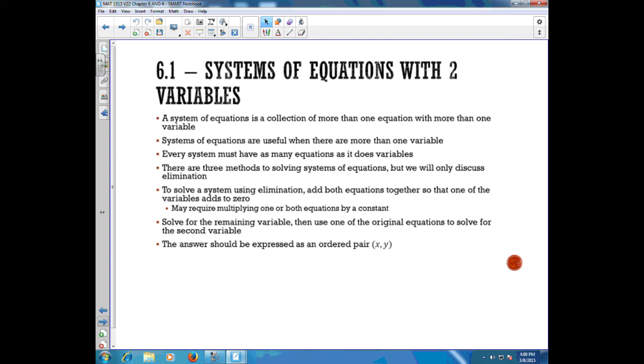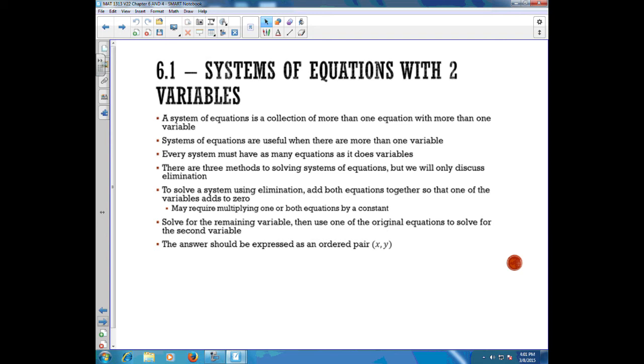Now, there are three methods to solving a system of equations, but we're only going to talk about one, and that one is elimination. Elimination is the easiest method and it's the most useful. So that's what we're going to focus on. To solve a system using elimination, we want to add both equations together so that one of the variables adds to zero. This may or may not require multiplying one or both of the equations by a constant. Once you've done that, you'll solve for the one variable that's remaining, the one you didn't eliminate, and then use one of the original equations to solve for the second variable.